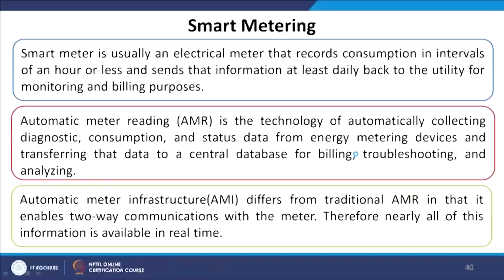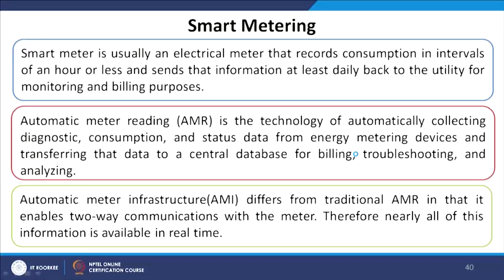Automatic meter infrastructure, so-called AMI, differs from traditional AMR in that it enables two-way communication with the meters. Therefore, nearly all of this information is available in real time. So, AMR is certainly a helping instrument for smart grid infrastructure, but the automatic meter infrastructure AMI does have two-way communication. Therefore, nearly all this information is available to the utility in real time.